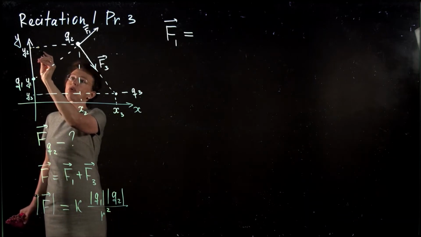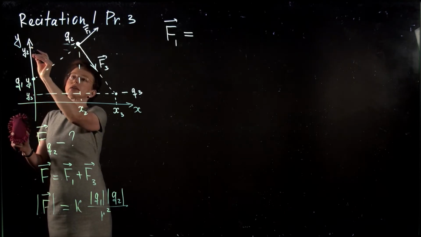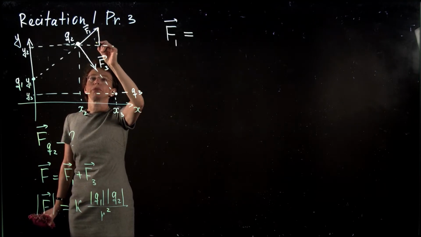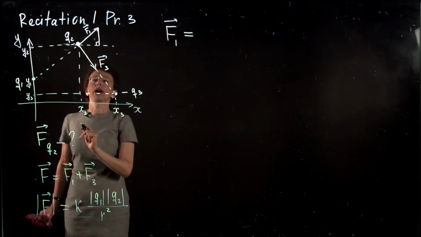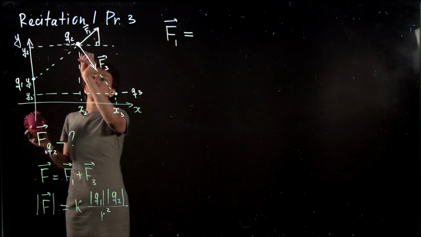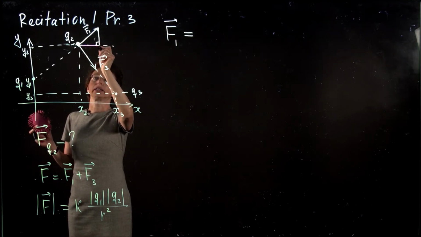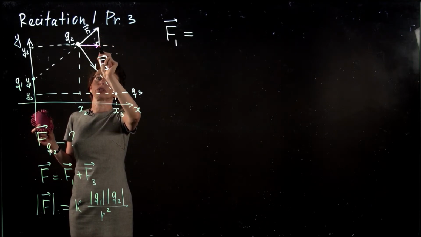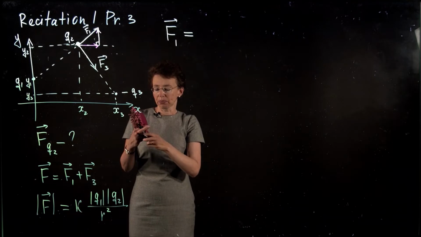To find components of F1, I will draw a line that is parallel to x. I need a right triangle, so I'll draw a line perpendicular to x, and I will use this right triangle to find the x and y components of F1. What is the x component of F1? It will be this leg of this right triangle, and this vector is the vector sum of this vector to the right and this vector that is up. So my x component is positive.